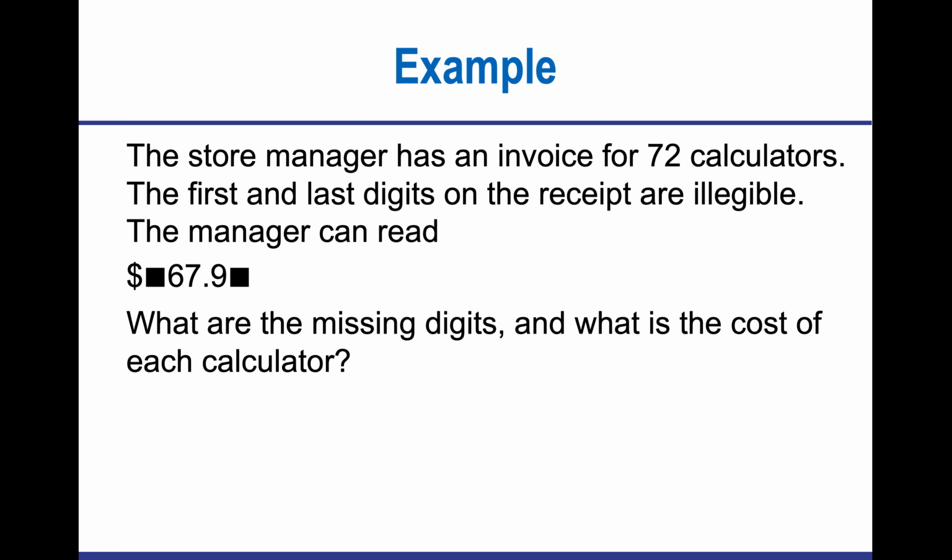So here's a couple of examples of applying this. A store manager has an invoice for 72 calculators. The first and the last digits on the receipt aren't legible, so we can't read them. The manager can only read 67.9. What are the missing digits, and what is the cost of each calculator?